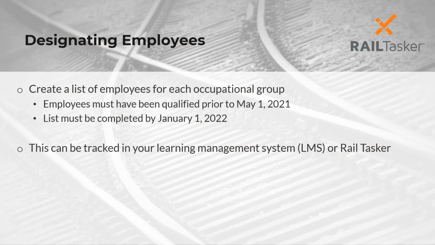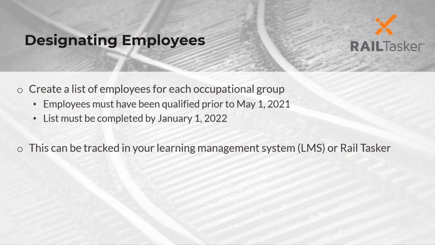When you're designating employees, a couple things to keep in mind. They need to have been qualified to meet the criteria to be grandfathered in prior to May 1st. If they weren't trained on these things prior to May 1st, or they're a new hire or new promotion, they would need to be trained per your 243 initial training programs you submitted to FRA. And the employers have until the end of this year to create their documentation.